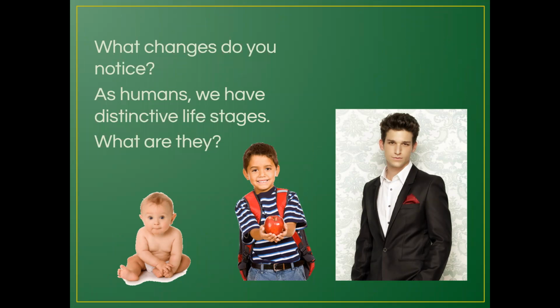As humans, we have distinct life stages. What are they? Well, if you look at these first pictures, it's the picture of probably this boy as a baby. And you can watch him grow where he becomes the boy that's about your age holding the apple for his teacher. And then he grows to a young adult. And you can see how we make those changes through our life. Those are called life cycles. Baby, child, teenager, adult.